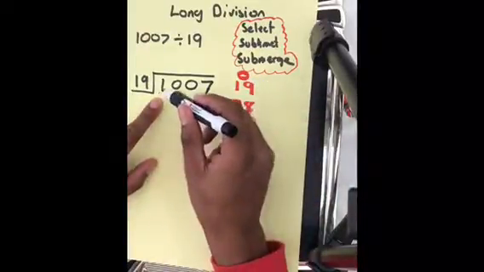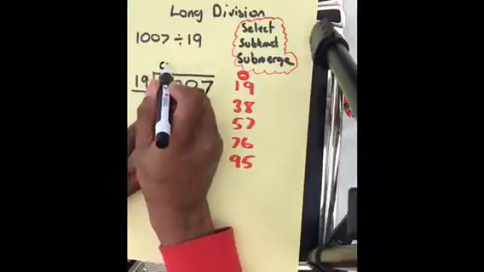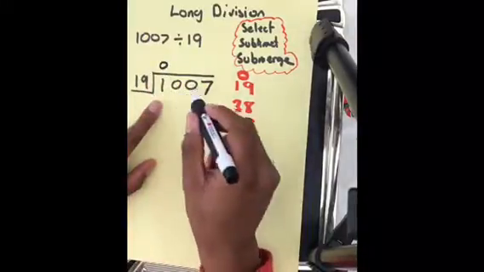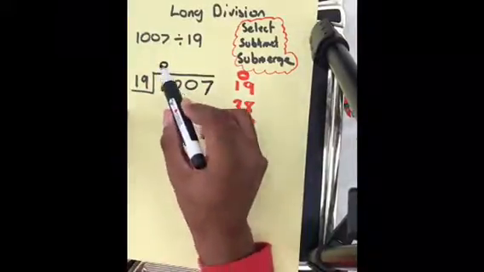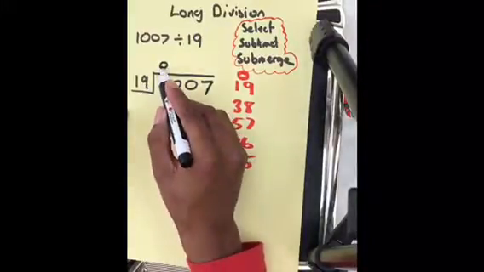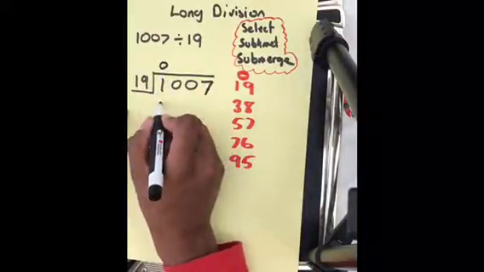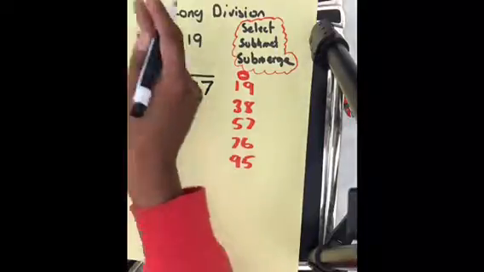0 is the only number that's lower than 1, so I'm going to use 0. So I use 0 times 19. So I select 0, same as for short division. 0 times 19 is 0. You do the multiplication and you write the answer underneath the column that you're working in.